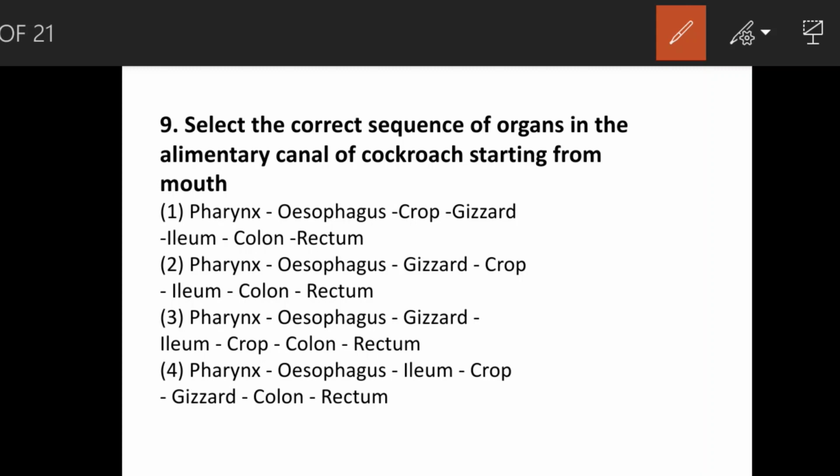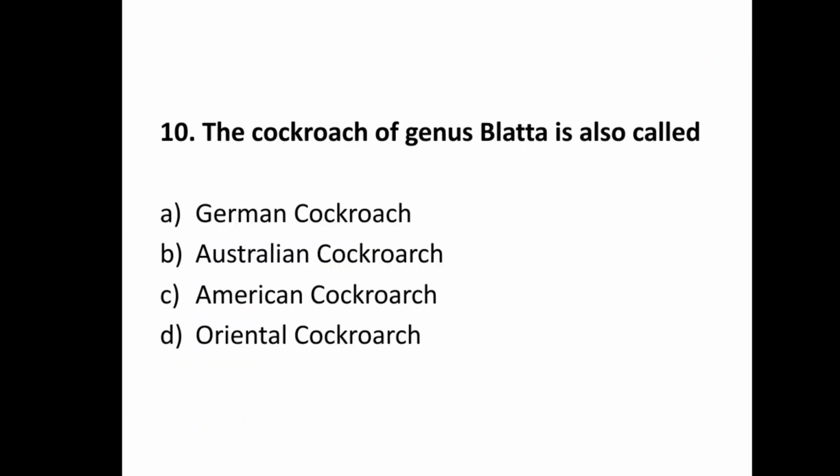So the right answer to this question is option A. This is the right sequence: pharynx, esophagus, crop, gizzard, ileum, colon, rectum. Now moving on to next question.